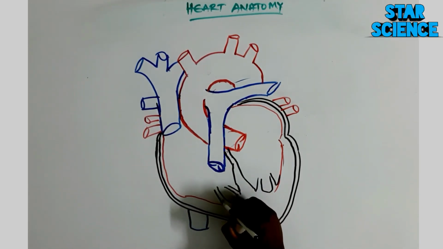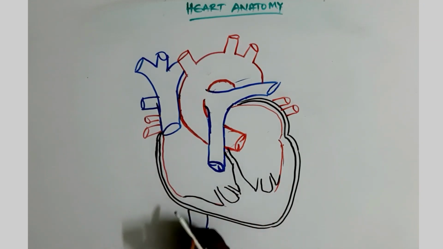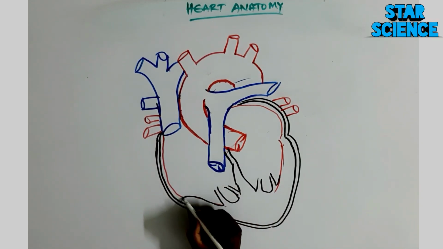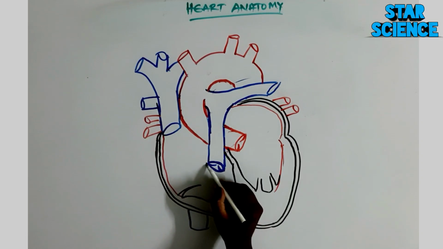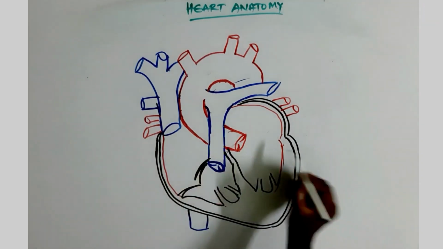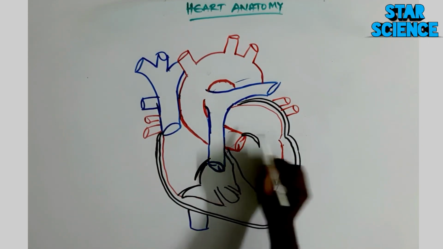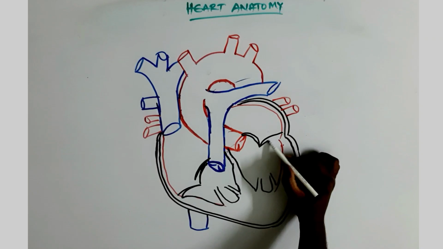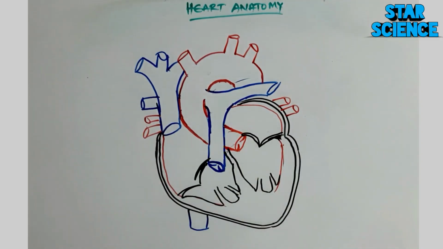Chambers of the heart. There are four chambers in our heart: right atrium, right ventricle, left atrium, and left ventricle. The main function of the right atrium is that it receives all the venous blood from the whole body, meaning the deoxygenated blood, which it receives from the superior vena cava, inferior vena cava, and coronary sinus.